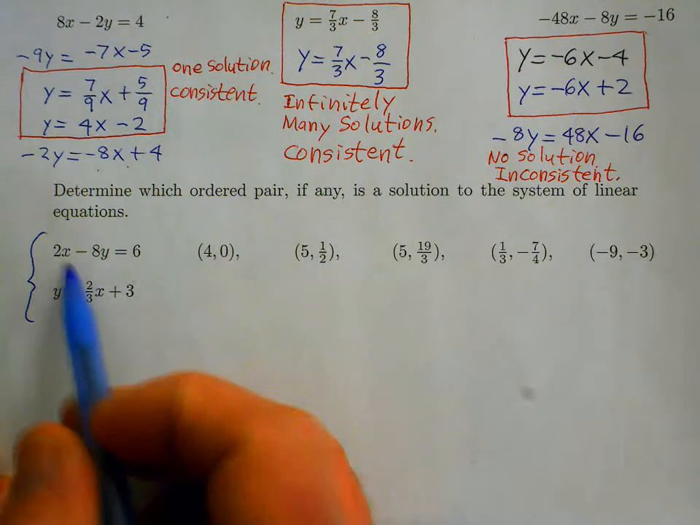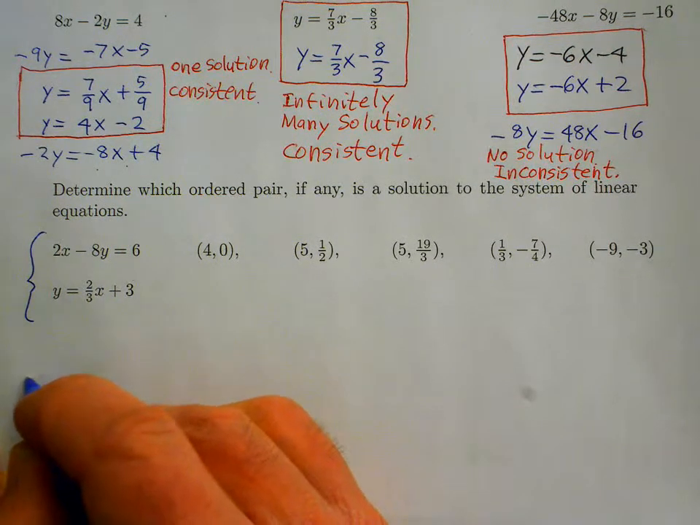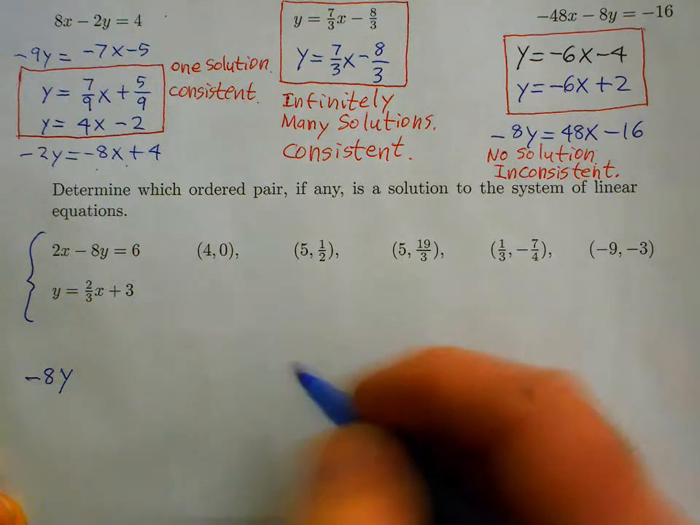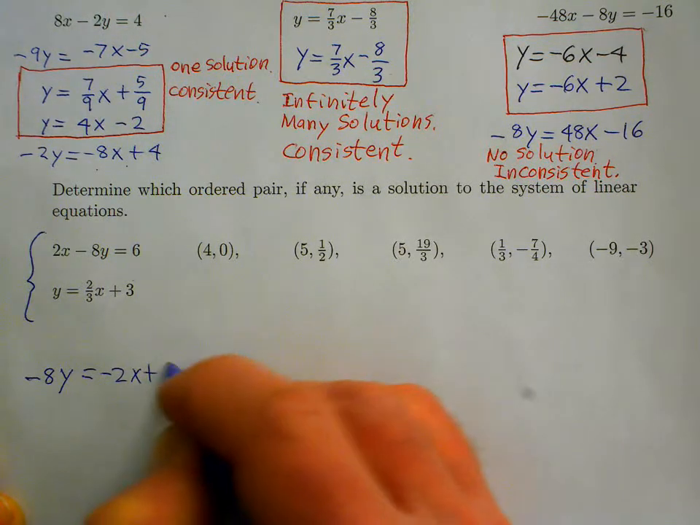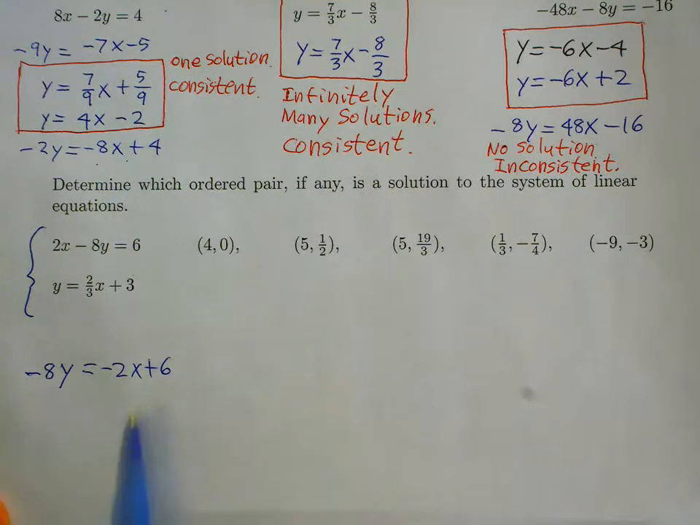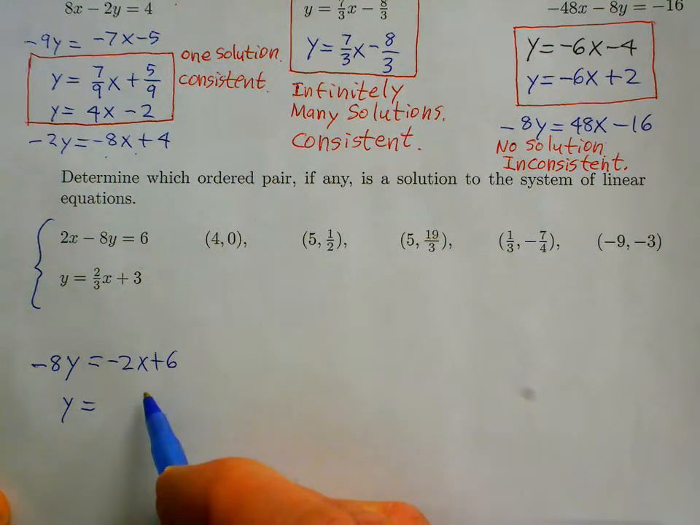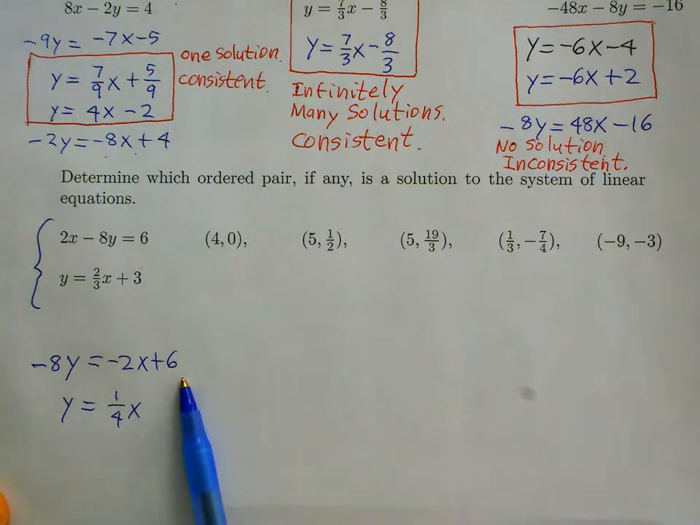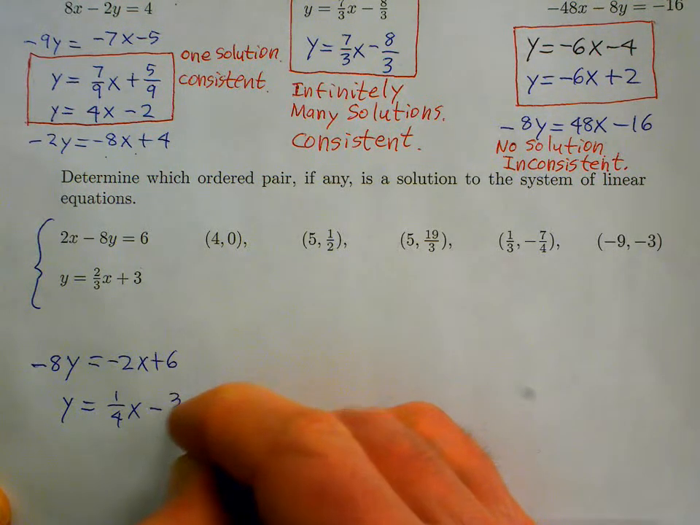If you were to rewrite the top equation in slope-intercept form, you can do that. We would have, first step, negative 8y equals negative 2x plus 6, and then divide every term on both sides by negative 8. Negative 8y divided by negative 8 is y. Negative 2x divided by negative 8 is positive 1/4 x. 6 divided by negative 8 is negative 6/8, or minus 3/4.